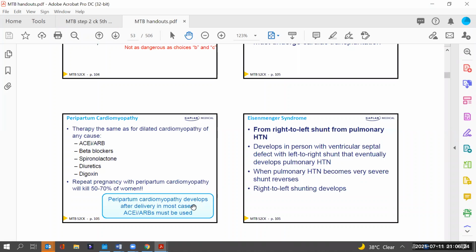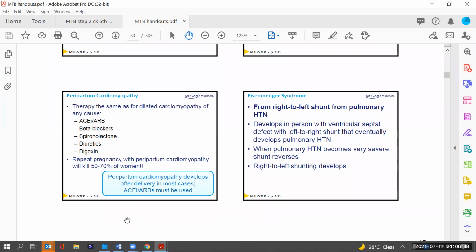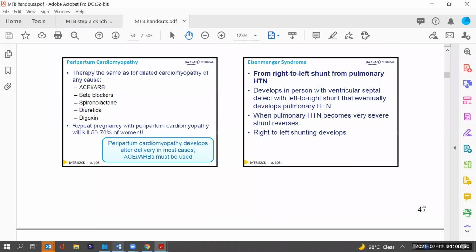But peripartum cardiomyopathy develops after delivery in most cases. Just memorize this point: soon after delivery, if the patient is having symptoms of dilated cardiomyopathy, symptoms of left ventricular dysfunction, always consider peripartum cardiomyopathy, and always give ACE inhibitors and ARBs, because they are actually going to reduce the mortality of your patient long term. So let's see the question here.